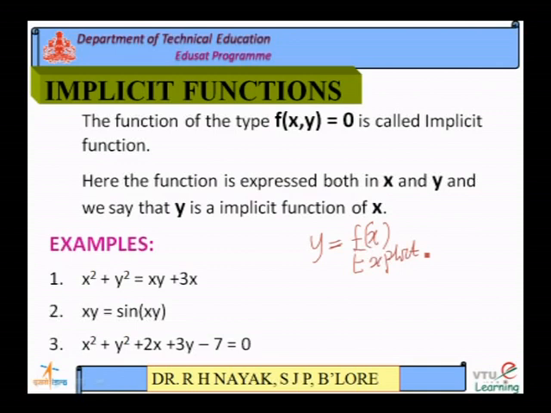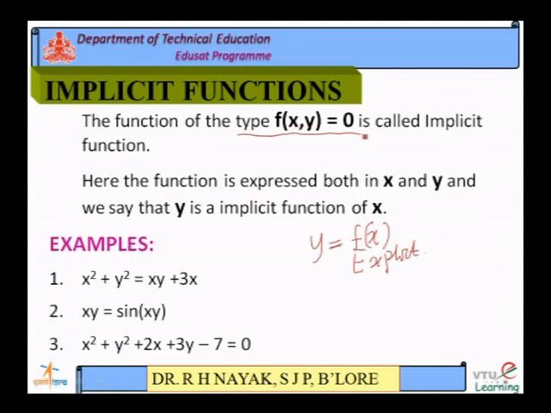What is the meaning of implicit? One or more variables are combinedly expressed. That type of function is called an implicit function. See, a function of the type f of x comma y is equal to 0 is called an implicit function.